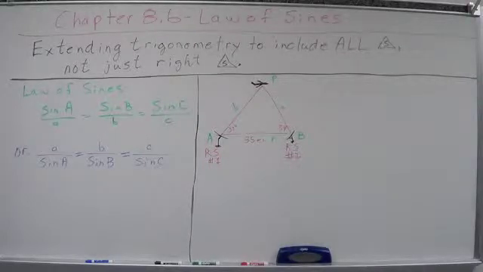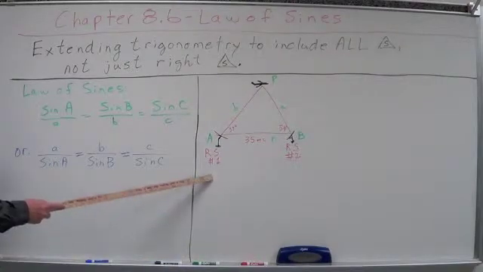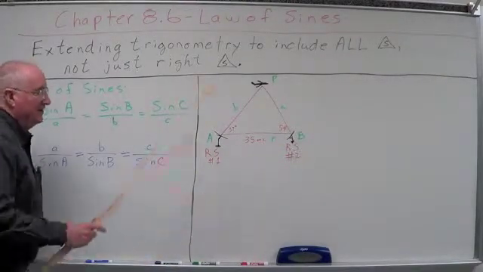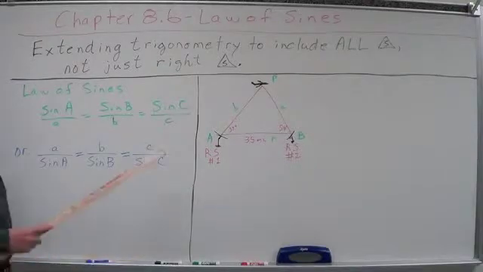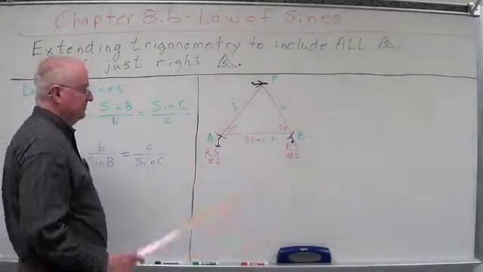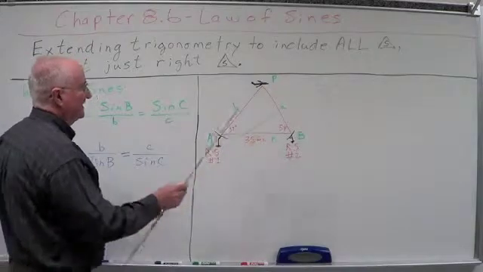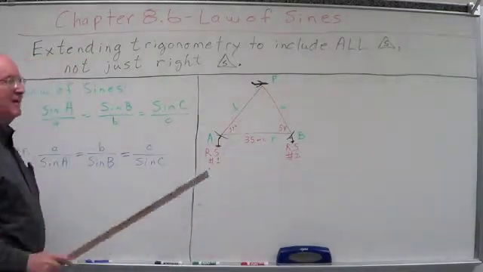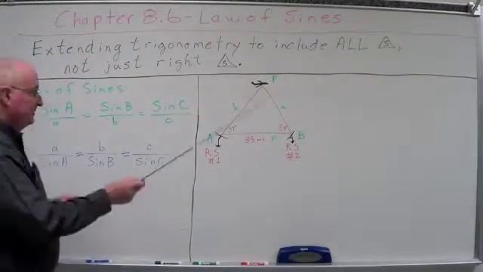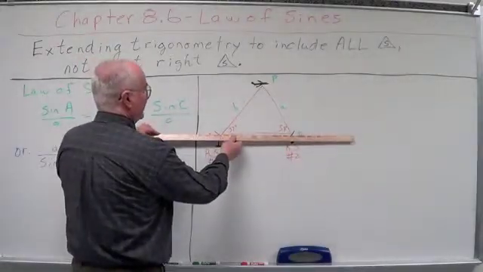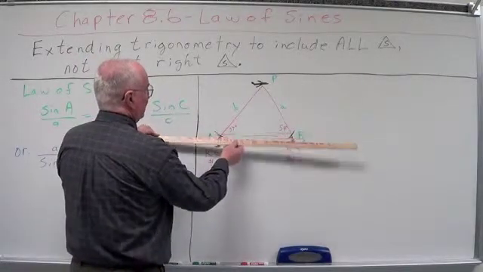Okay, now let's do a real life problem using the law of sines so we can find out what's going on. We have a situation where we have radar station number 1 and radar station number 2, and they're both tracking a plane, and they're 35 miles apart from each other. At this moment in time, radar station number 1 is saying that the plane is making a 37-degree angle with the side that goes to radar station number 2.